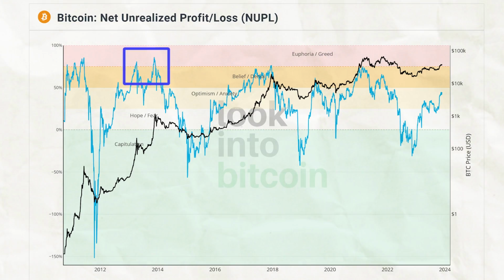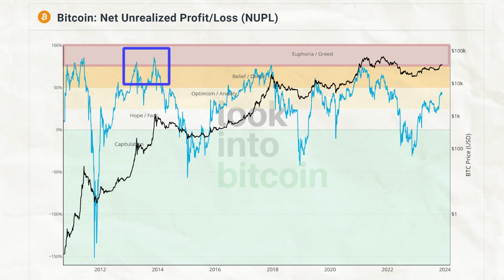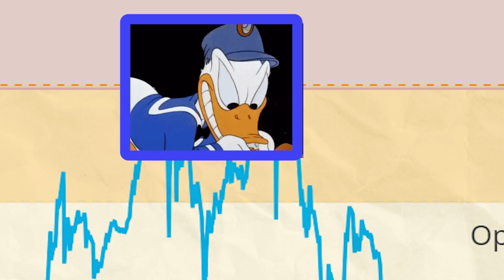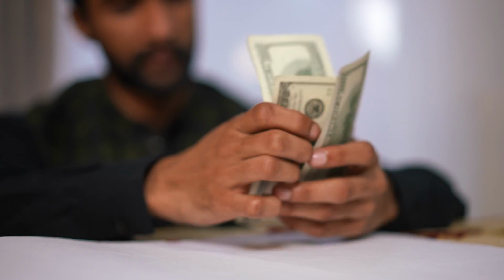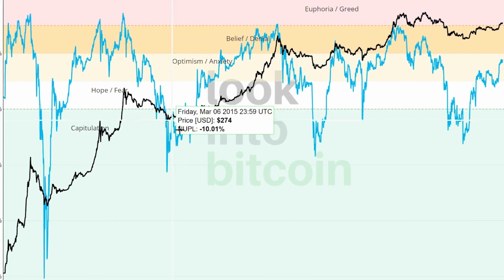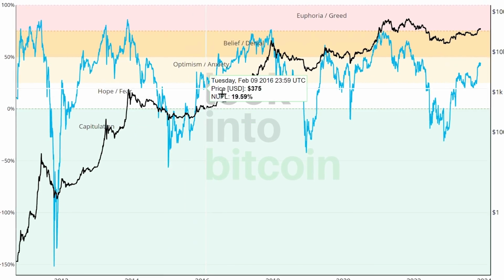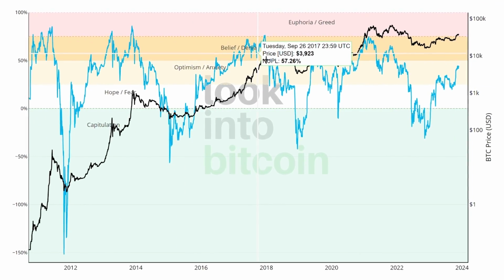When a majority of market participants are significantly in profit, the blue NUPL line enters or goes near the red band, indicating potential greed in the market. This is often a good time for strategic investors to take profit. By assessing Bitcoin's NUPL value in various stages of the market cycle, long-term investors can better understand market sentiment and make informed decisions with their bags.